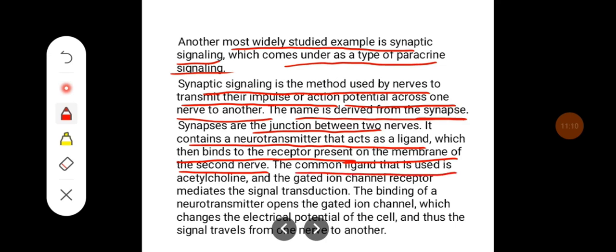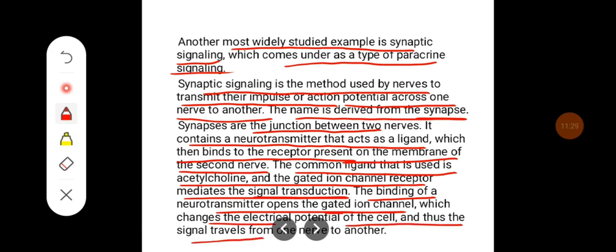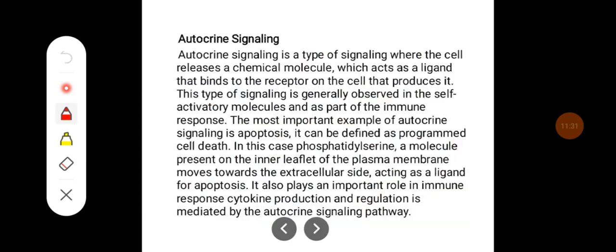The common ligand that is used is acetylcholine, and the gated ion receptor mediates the signal transduction. The binding of a neurotransmitter opens the gated ion channel, which changes the electrical potential of the cell, and thus the signal travels from one nerve to another nerve.